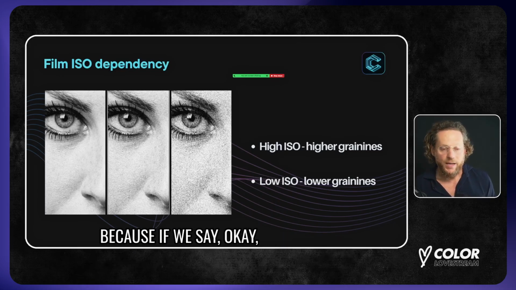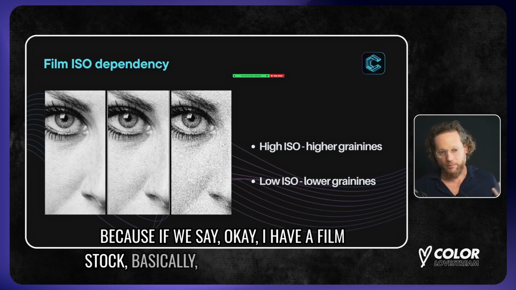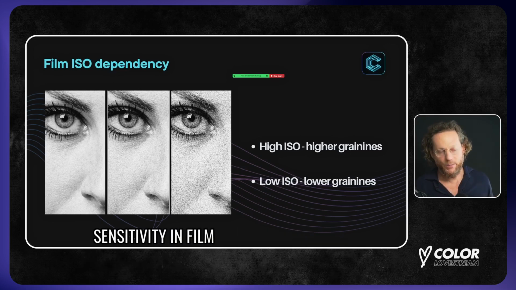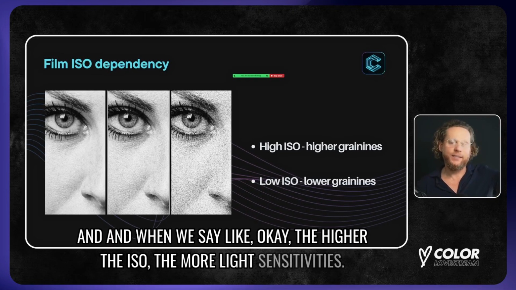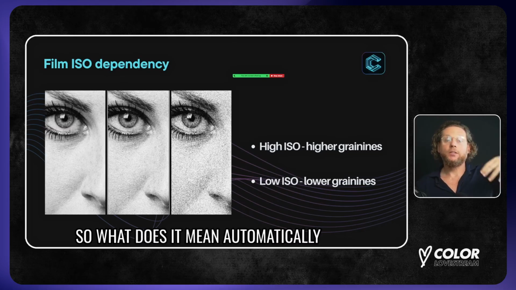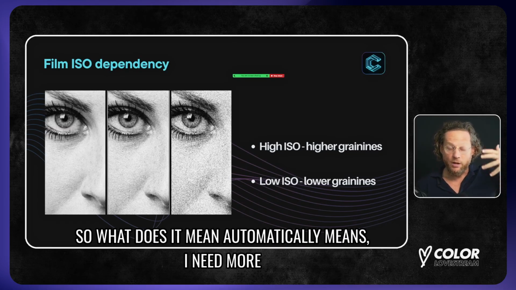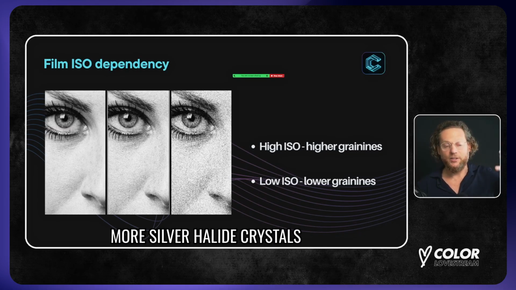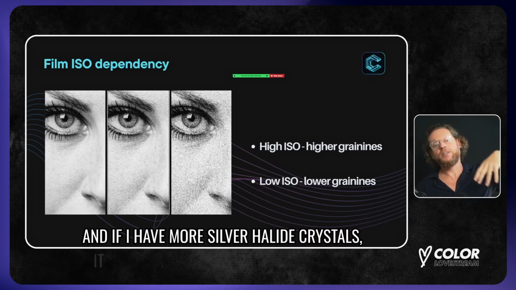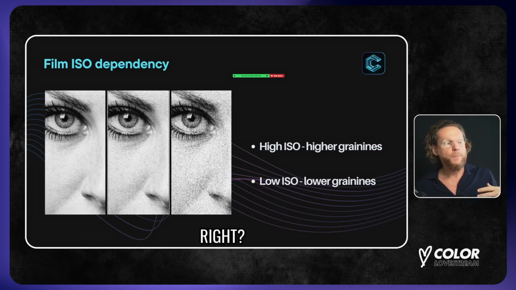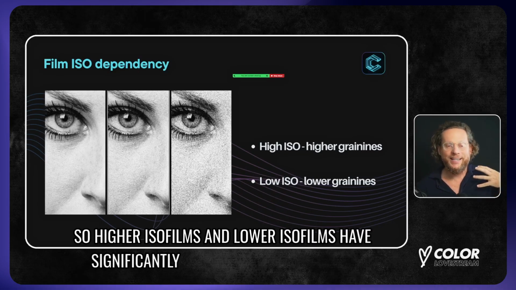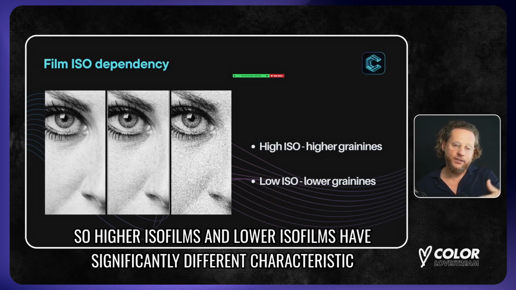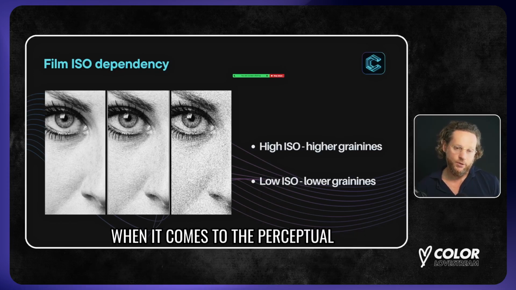Because if we say, okay, I have a film stock, the light sensitivity in film is measured in ISOs. And when we say the higher the ISO, the more light sensitive it is, what does it mean? Automatically it means I need more silver halide crystals in it. And if I have more silver halide crystals, I'm going to have more grain, right? So higher ISO films and lower ISO films have significantly different characteristics when it comes to perceptual graininess.